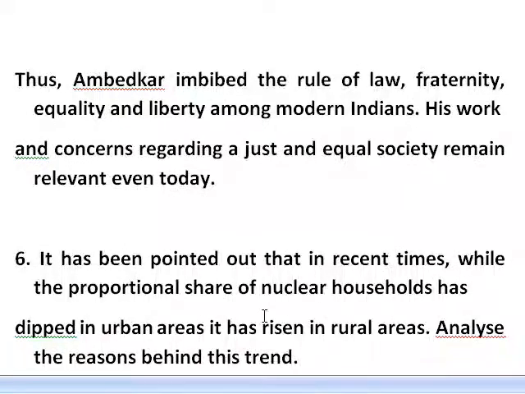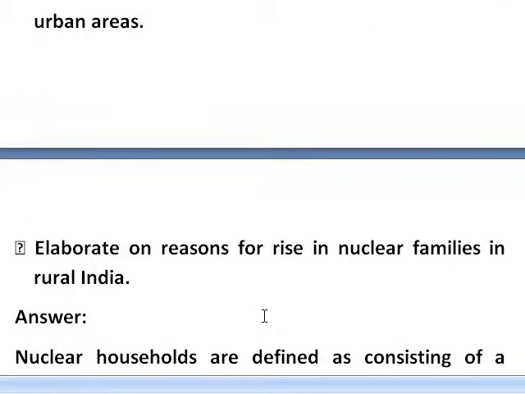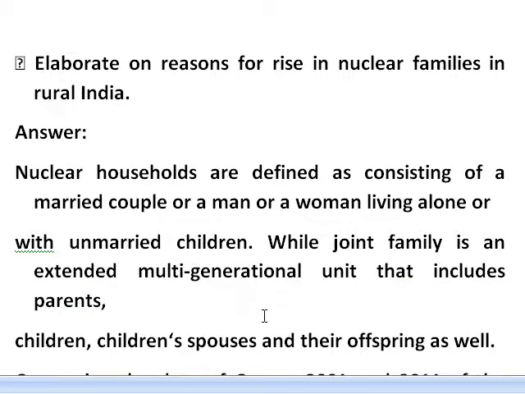It has been pointed out that in recent times, while the proportional share of nuclear households has dipped in urban areas, it has risen in rural areas. Analyze the reasons behind the trend. Approach: distinguish between nuclear and joint family, and mention the relevant data to support the statement in the question. Elaborate the reasons for the decline of nuclear families in urban areas. Elaborate the reasons for the rise of nuclear families in rural areas.